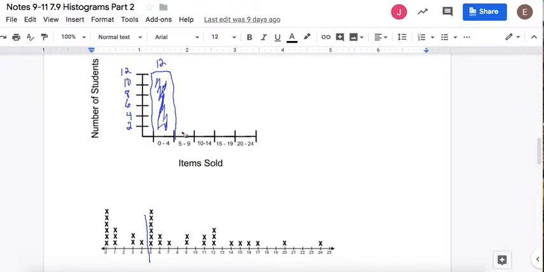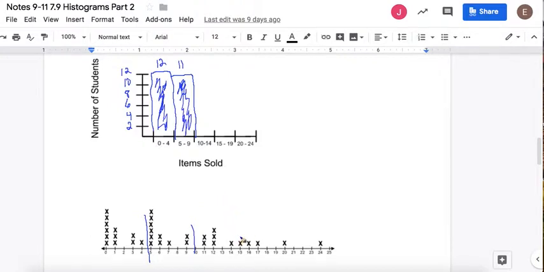And when I make my next bar, I need to make sure they're connected. So now I'm going to count the X's from 5 to 9. So I'm going to block this off. There's 6 here, and 2 more is 8, 9, 10, 11. So I'm going to go right between 10 and 12. And I'm going to go right over 5 to 9. Shade it in, and put the frequency above it, 11.